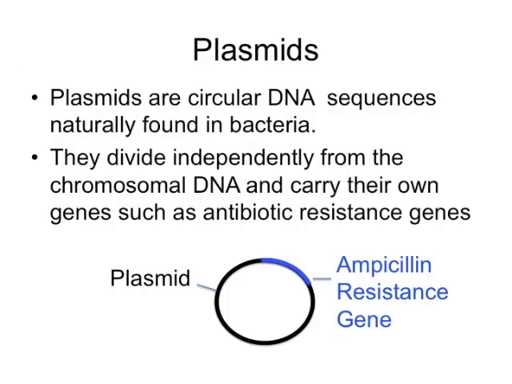You will be provided with plasmids. Plasmids are circular DNA sequences naturally found in bacteria. In nature, they divide independently from chromosomal DNA and often carry genes that protect the bacteria from antibiotics.